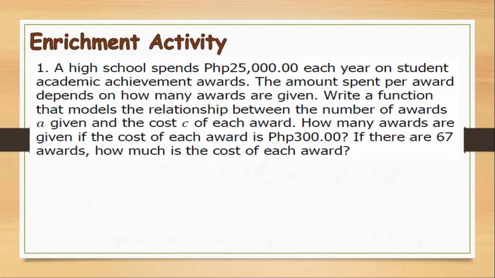Okay, this one is an enrichment activity. A high school spends 25,000 each year on student academic achievement awards. The amount spent per award depends on how many awards are given. So write a function that models the relationships between the number of awards A given and the cost C of each award. How many awards are given if the cost of each award is 300 pesos? If there are 67 awards, how much is the cost of each award?